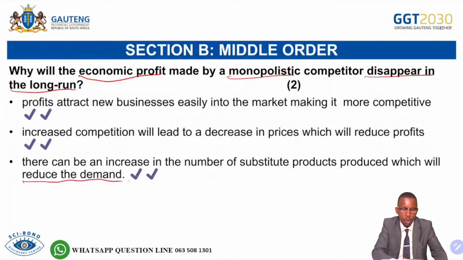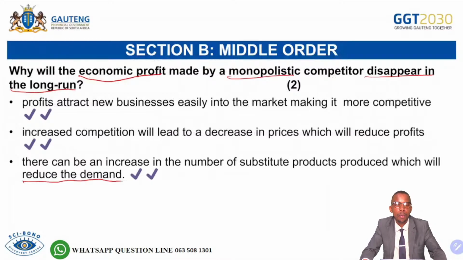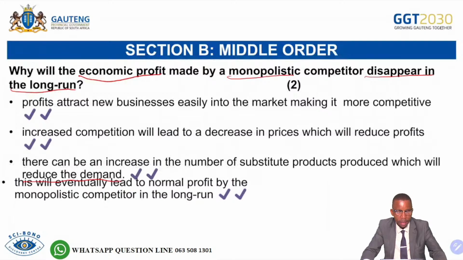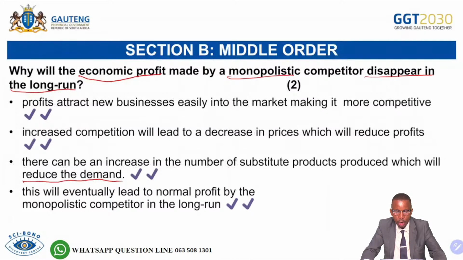So remember, with new firms entering the market under monopolistic competition, they produce differentiated products, but some of those products satisfy the same utility. They are close substitutes. So if firms are entering the market to compete with those alternative products for consumers, consumers will find it easy to switch by choosing those other related products which are differentiated, as they will be able to satisfy the same utility. And this will eventually lead to normal profit for the monopolistic competitor in the long run.